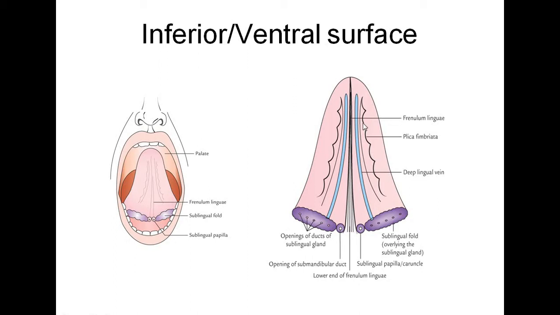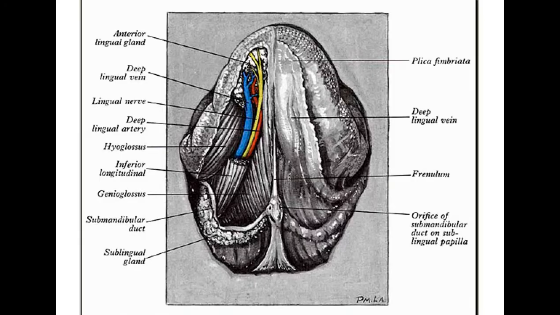More laterally, again a fibrous fold is present which is called the plica fimbriata. At its posterior aspect, there is the opening of the submandibular duct, and numerous openings of the ducts of the sublingual gland can be seen on the ventral surface of the tongue. So this is the arrangement of the structures. This is the midline septum which is called the frenulum linguae, lateral to which the prominent deep lingual vein is present, and to the medial aspect of it is the presence of the lingual artery and the lingual nerve.